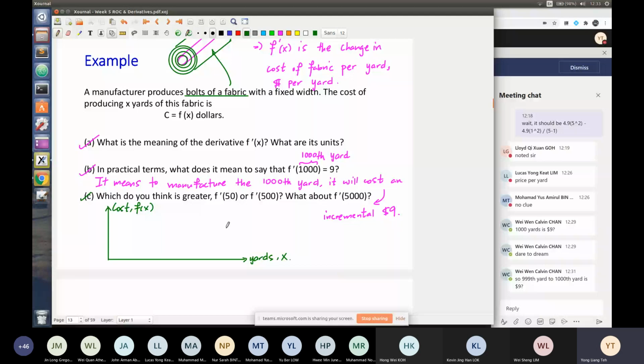So therefore, let's consider that you have some initial costs, like utilities, manpower, whatever, right? So some capital costs that you cannot negate away. So even if you make 0 yards, you still need to pay for those overheads. So by right, maybe something like that. Maybe it will flatten off after some time. So you can see at this 1,000 yard, maybe this is 1,000 yard.